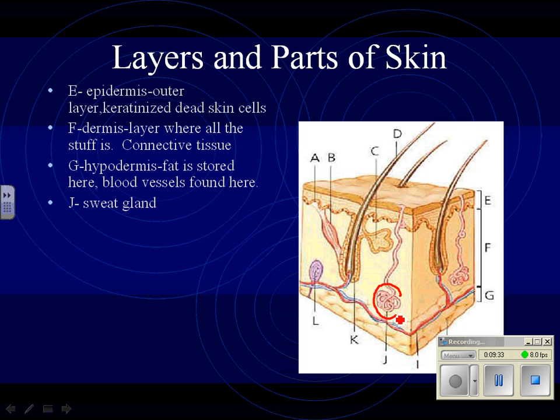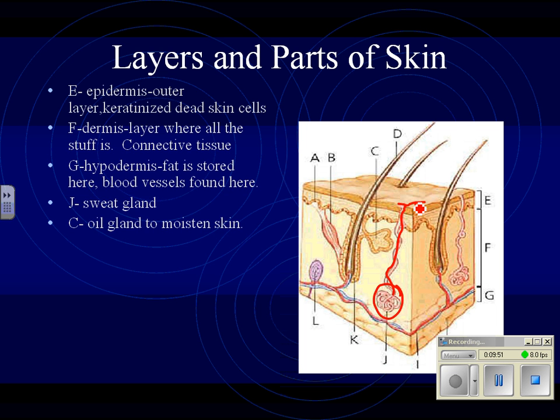Let's talk about a couple of the things that are embedded in the dermis. Letter J on our slide here is a sweat gland. We'll talk in much more detail about sweat glands later. You'll see that they actually excrete onto the surface of your skin, and we'll talk more about what sweat glands are for at a later time.